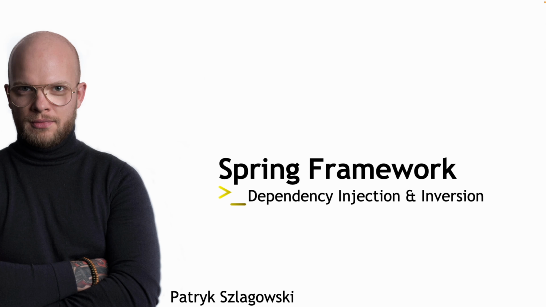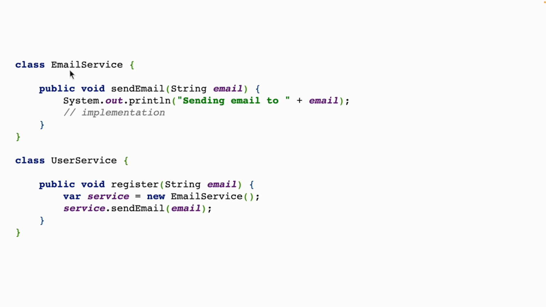Cut to the chase. Dependency injection and dependency inversion: what it is and how to use it. Let's have a look at the code. We have a snippet. There we have the email service with one method, sendEmail, and one argument, email. It's a dummy without the implementation. Plus, we have the user service class, one method, register, one argument, email. The implementation is simple. We are creating a new instance of the email service and sending the email.